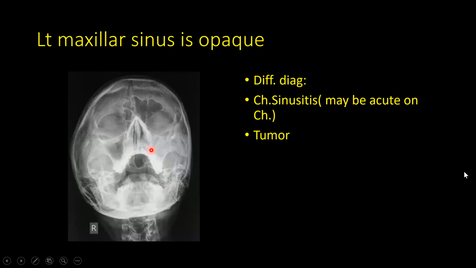Now the left maxillary sinus is opaque, the right is normal. Look at the frontal sinuses, they are normal. So it may not be only sinusitis, it may be tumor. So you are not supposed to say straight away tumor. Of course, if he is young, 15 years, 20 years, 30 years, you can say sinusitis, but sometimes there are tumors, especially in elderly people, above 40 years, you have to be careful. Next.